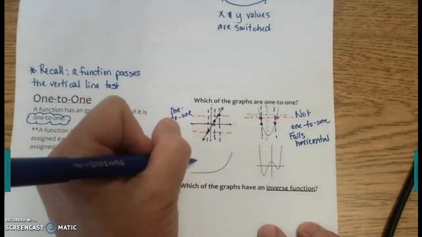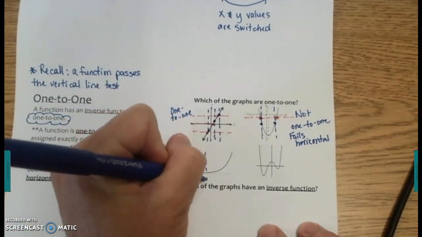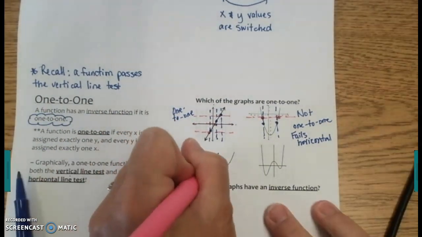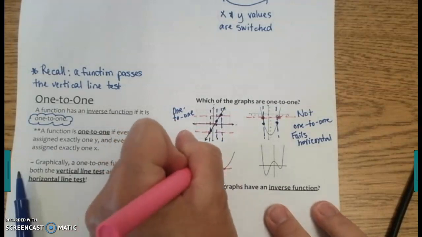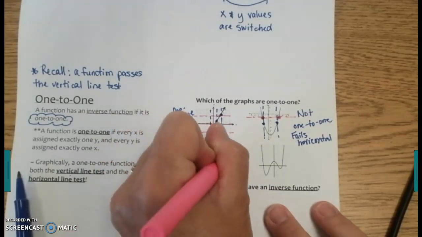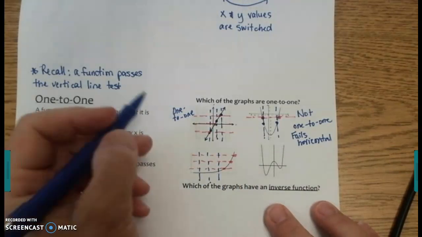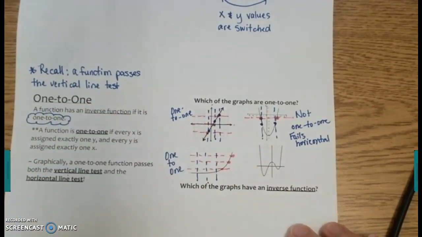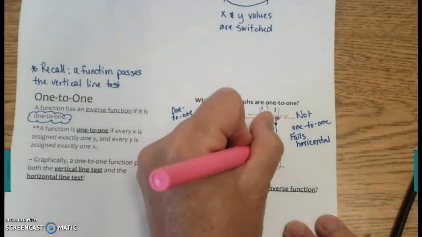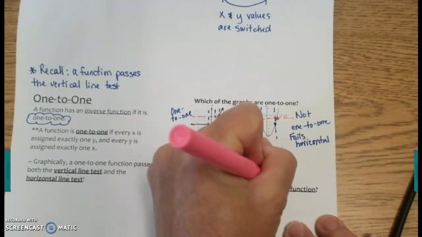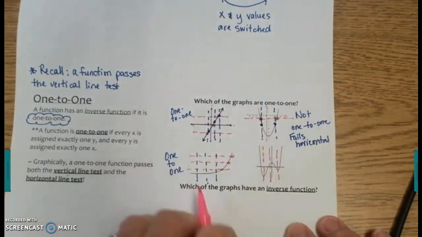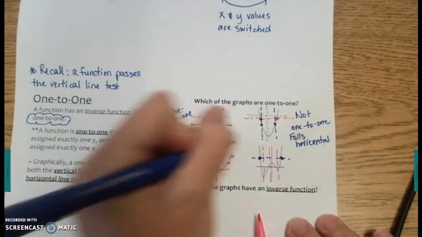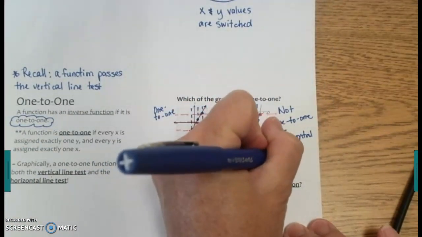The next graph, again, vertically, I would be fine. Horizontally, I would be fine as well. So this is one-to-one. Our last graph, vertically, we're fine. Horizontally, it fails. So not one-to-one.